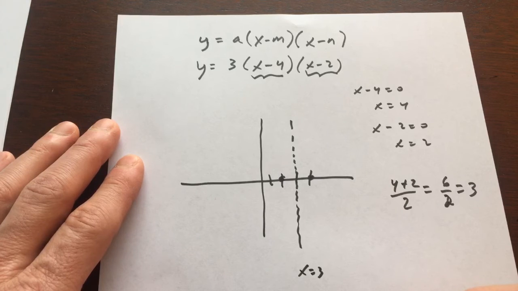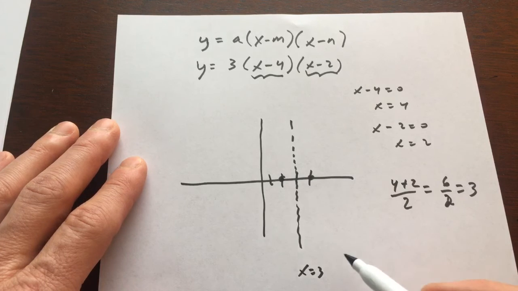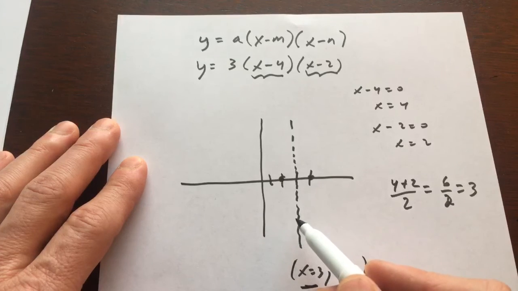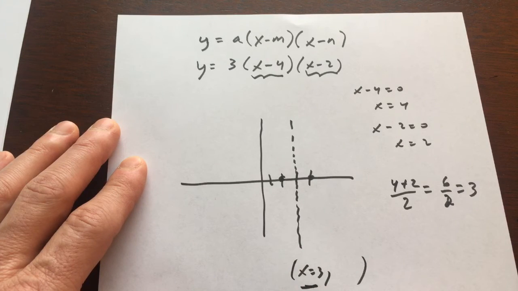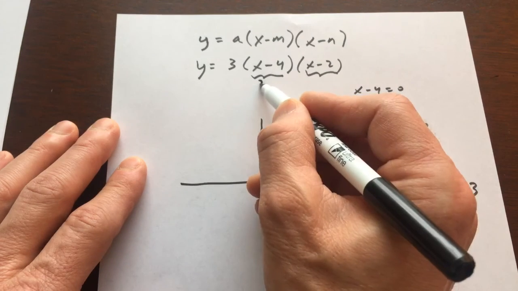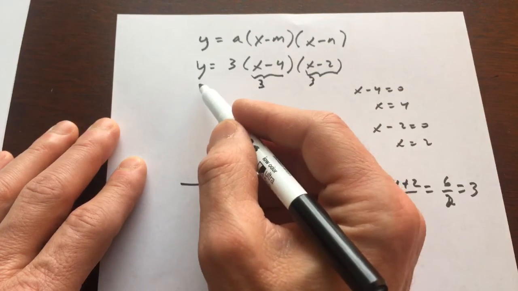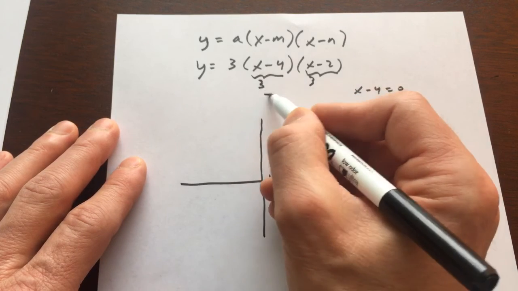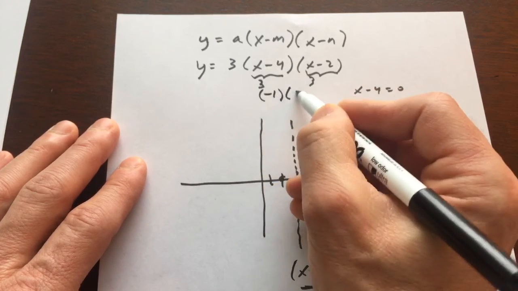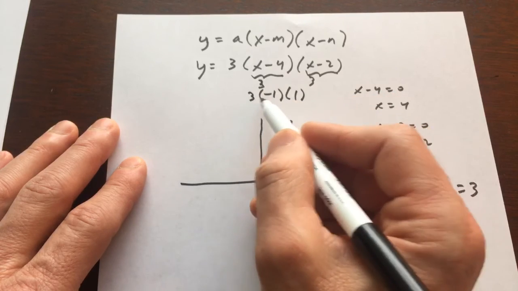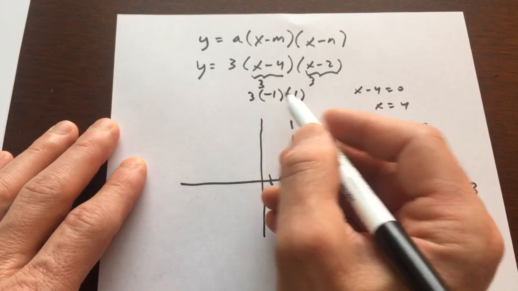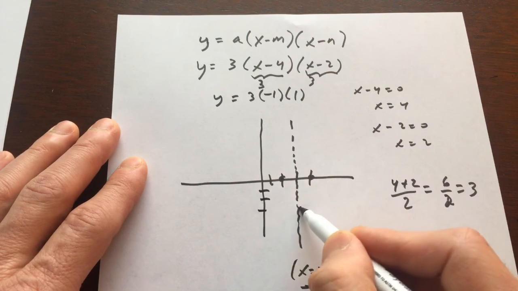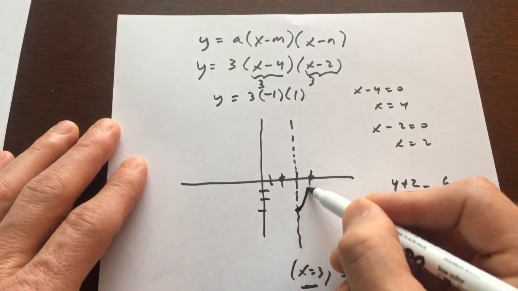Okay, so from there, you now know the x-coordinate of the vertex. It's going to be right along that line of symmetry. You just have to take that x equals 3 value, put it back in for x here, and you can solve for the y-coordinate of the vertex. So if we do that, 3 minus 4 is negative 1, 3 minus 2 is 1, and if we multiply by 3, we get 3 times negative 1 times 1 is negative 3, so that's going to be the y-coordinate of our vertex. Okay, so are you with me so far?